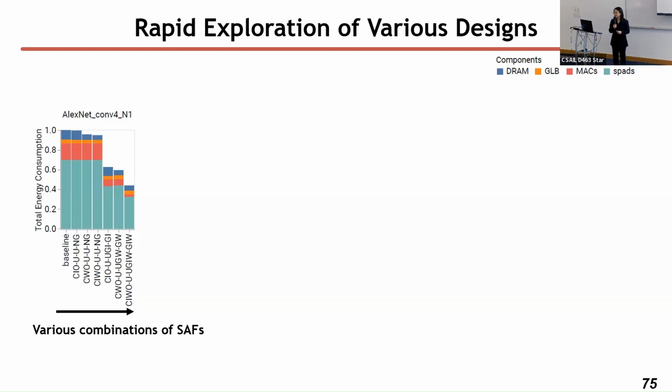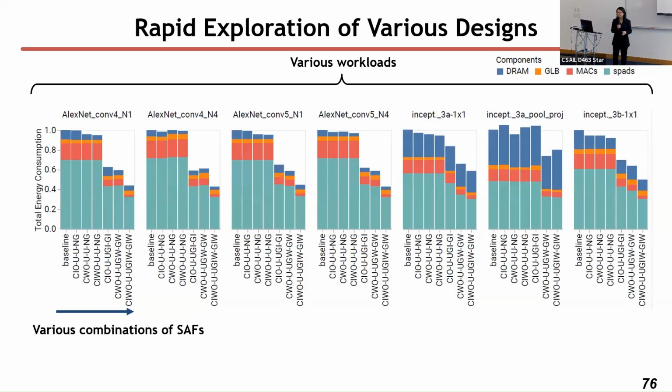And the different colors are showing different components in the architecture, so global buffer or DRAM or computation units. We also evaluate different workloads as well, and specific in this case, there are different DNN layers. As you can see, Sparseloop is able to produce quick results and comparisons to give us some interesting overhead and savings analysis. For example, it shows that we are able to achieve 2x overall energy difference by applying more and more SAFs.